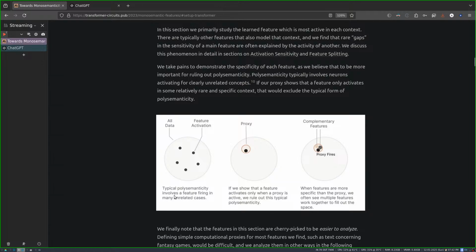Typically, polysemanticity involves a feature firing in many unrelated cases. If we show that a feature activates only when a proxy is active, we rule out this typical polysemanticity. When features are more specific than the proxy, we often see multiple features work together to fill the space.